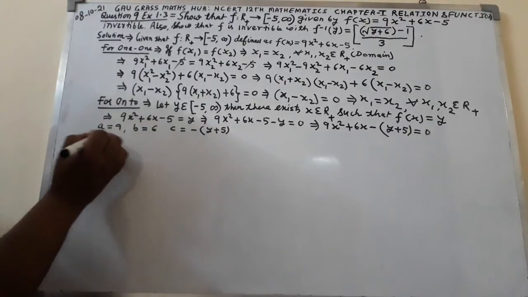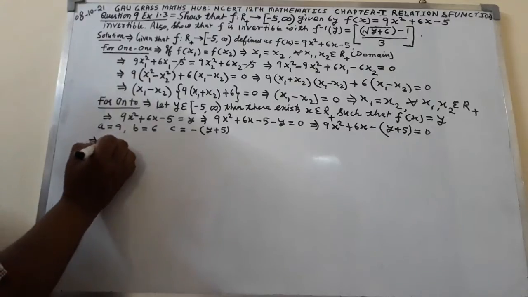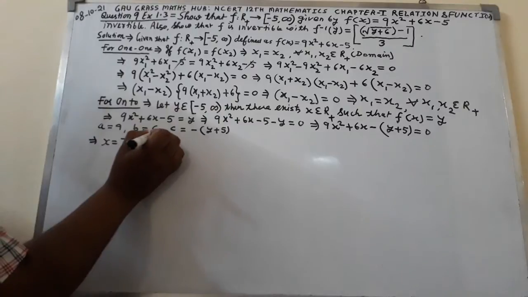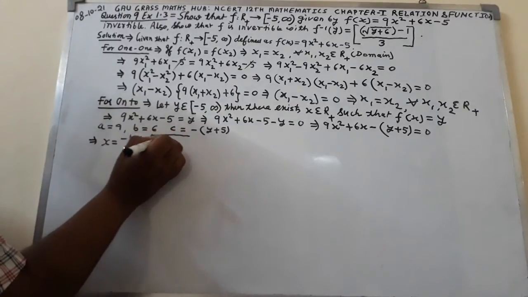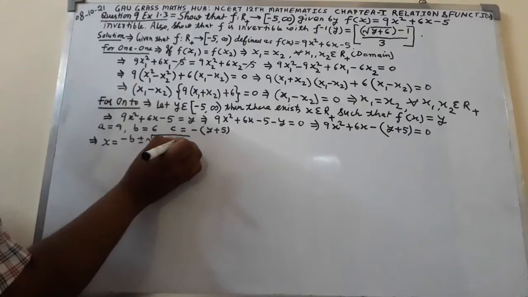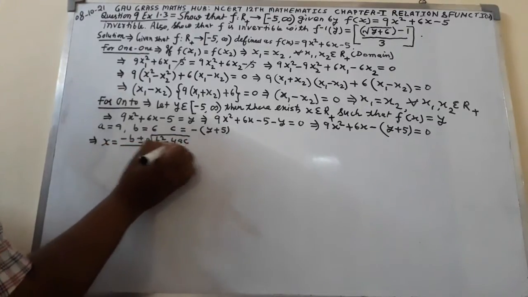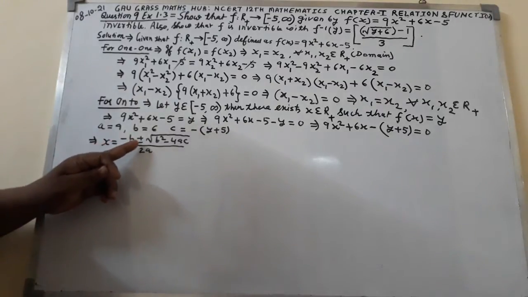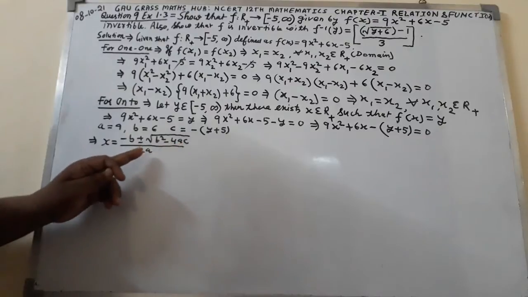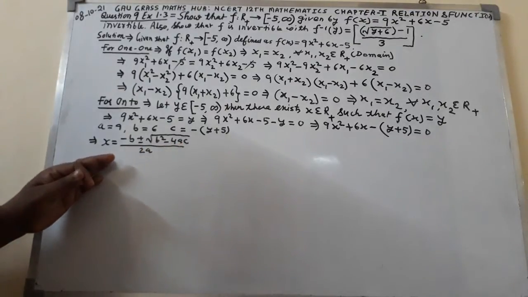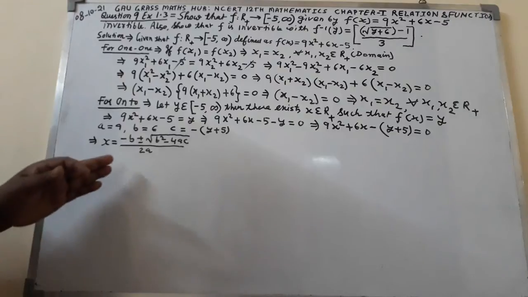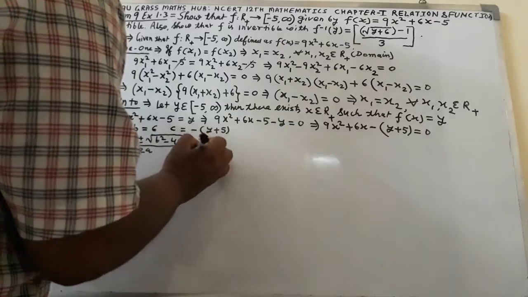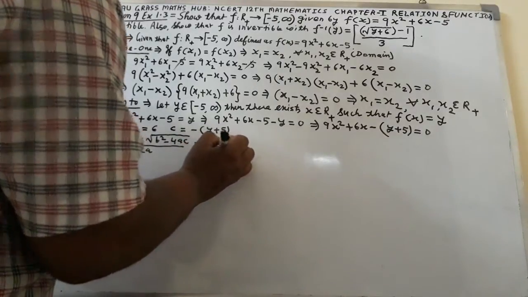Again I shall write, use here Sridharacharya formula: x is equal to minus b plus minus under root b square minus 4ac, whole over 2a. This is called the Sridharacharya formula on quadratic equation.